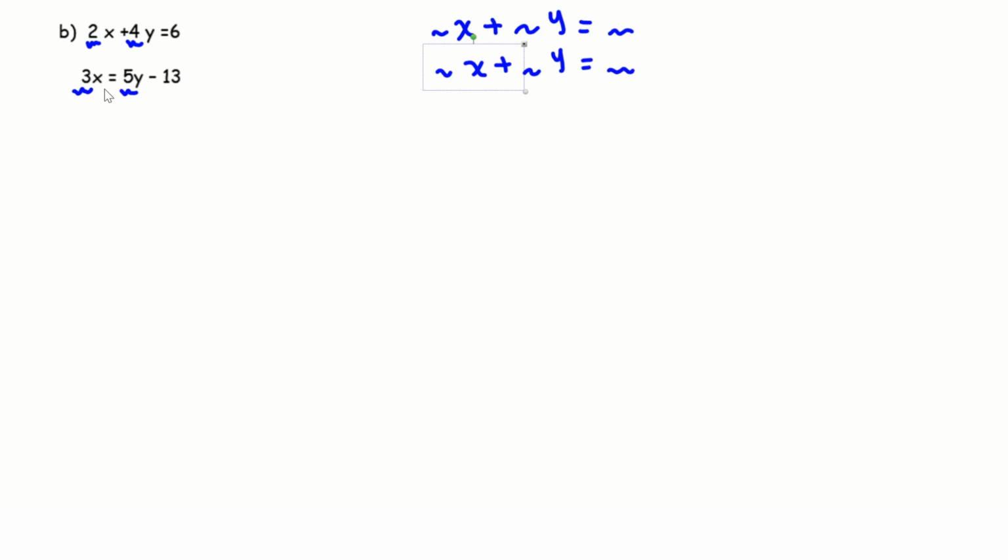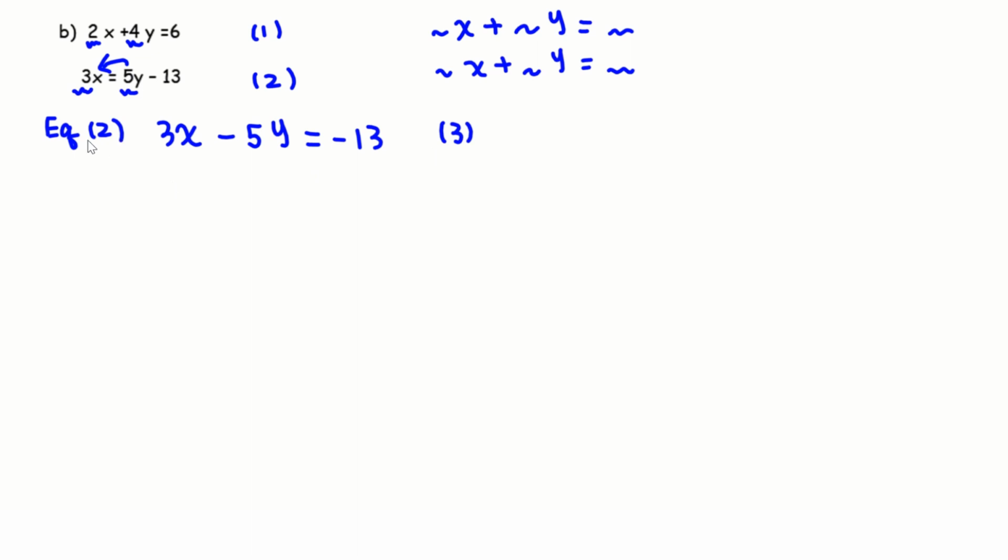Okay, so the second equation is not in the x plus y equals form, so we are going to rearrange it, move the y to other side. So equation 1, equation 2. So rearrange it, equation 2 becomes 3x, 5y to other side is take away 5y equals negative 13. Then this one is equation 3. Then we are going to bring the equation 1 here, align it. 2x plus 4y equals 6.